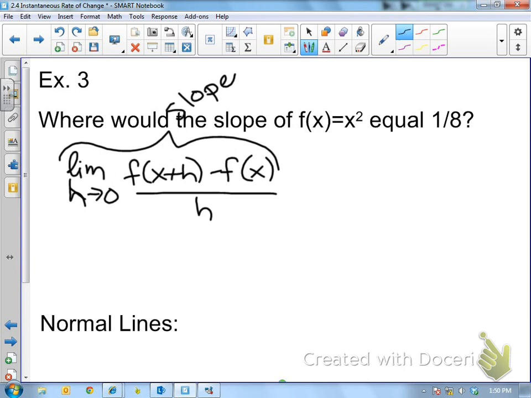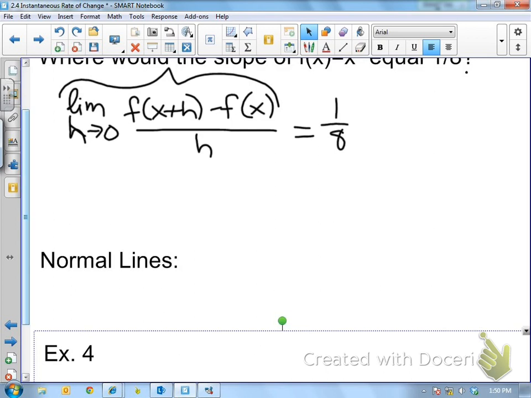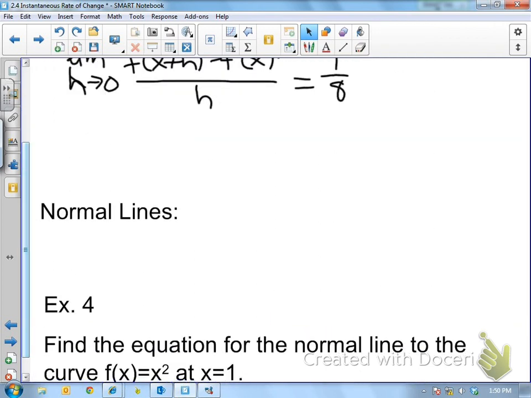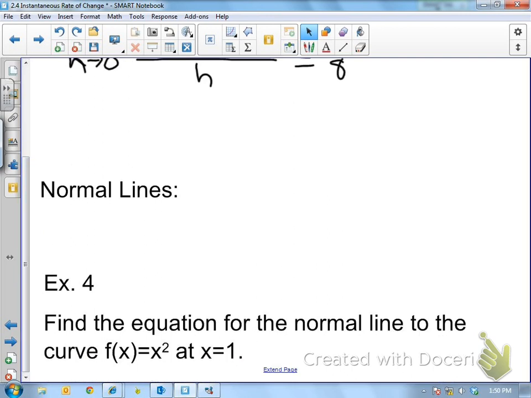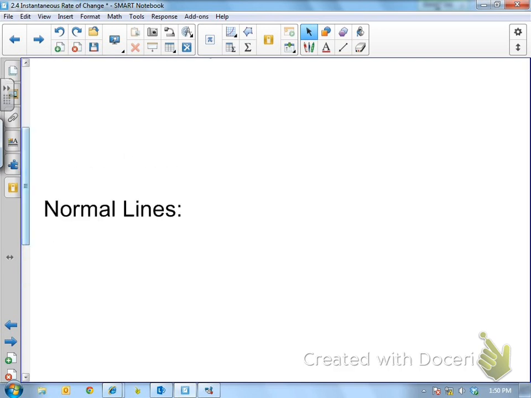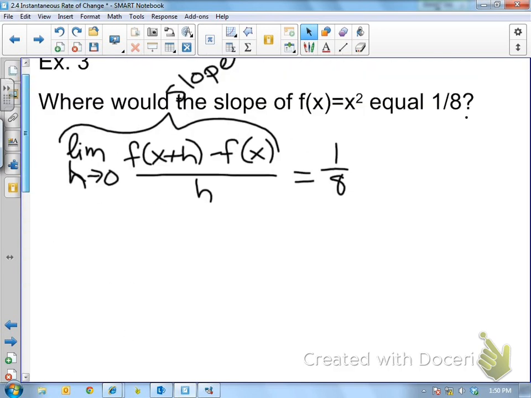So what do we want the slope to equal? 1/8. It told us where would the slope equal 1/8. So we want to know where this equals 1/8. We've got to do some pretty heavy algebra at this point. I'm going to need more room, so I'm going to extend the page really quick and drag stuff down so that I don't have to do it in the middle of the process, hopefully.